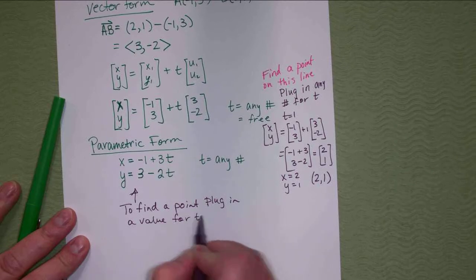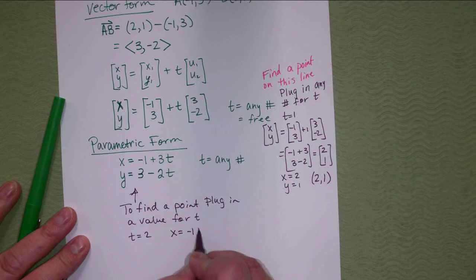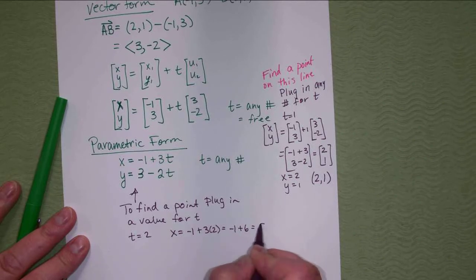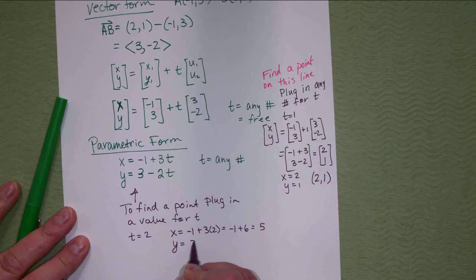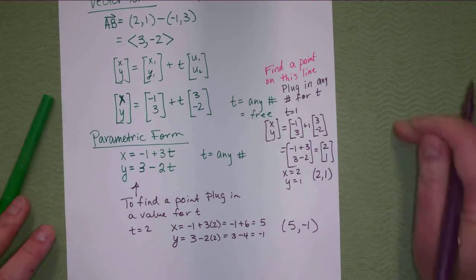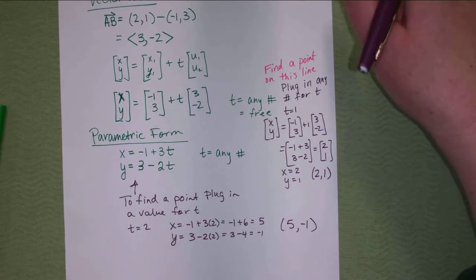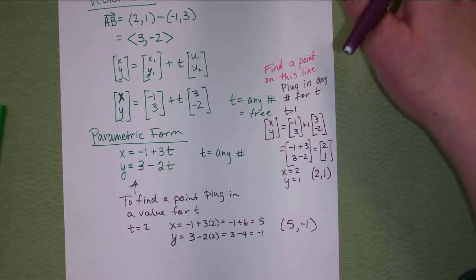Let's say t is 2. We would get x is minus 1 plus 3 times 2. And we would get y is 3 minus 2 times 2. So that's another point on the line, right? And you can just keep going, plugging in values for t, and you would find points.